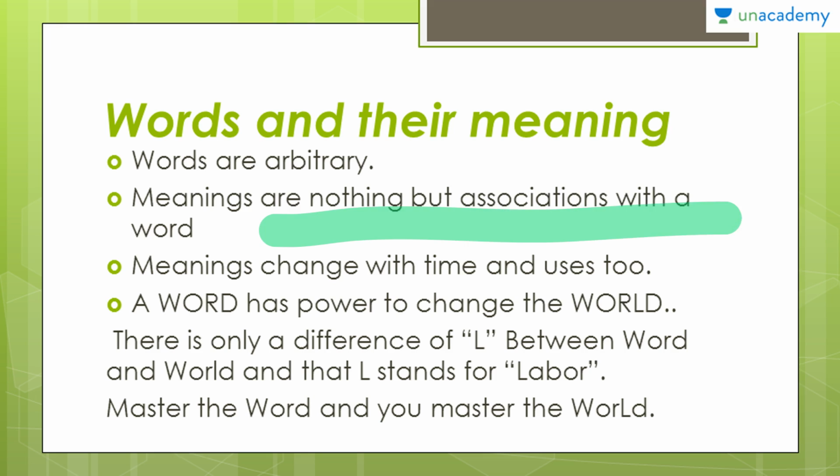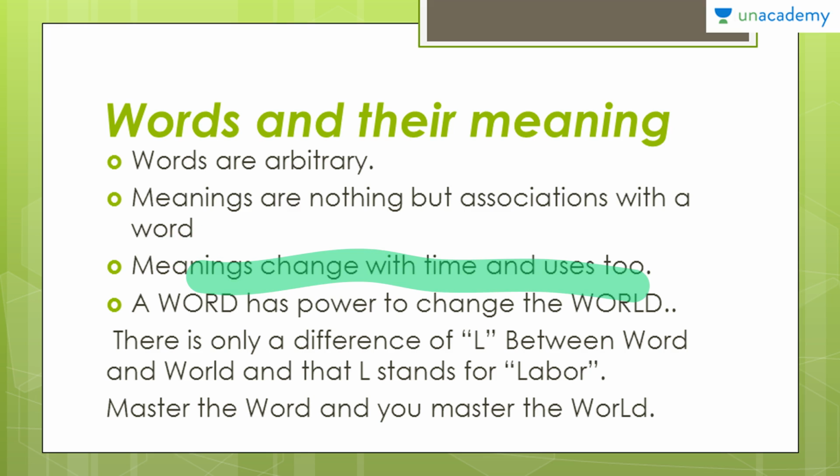Meanings are nothing but association with the word. I explained that a cat is a cat just because you named it like that. If you had named a cat a dog, a dog may have been a cat. So just because it has been named like that, that meaning is associated with it. And a word is something that has a meaning associated with it. That's it. Meanings change with time and uses too. So this is very important. Meanings at certain times change, and their uses too.